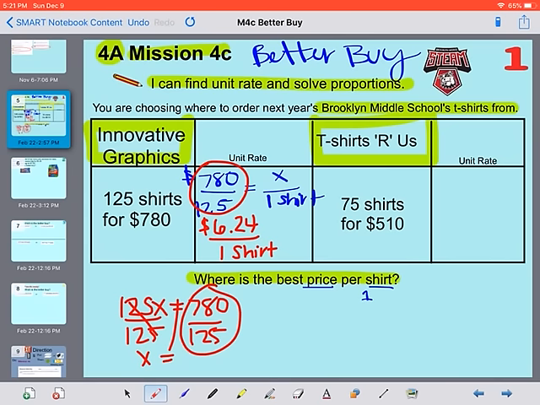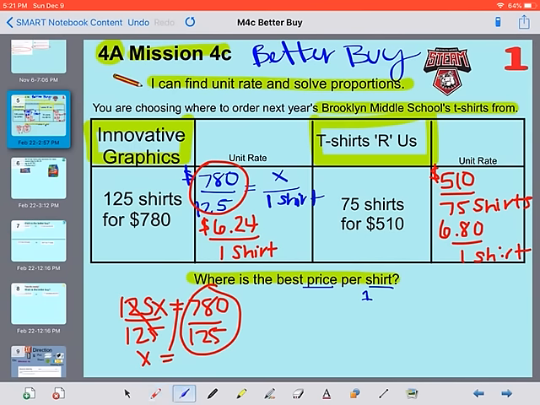At T-Shirts R Us, our unit rate for price per shirt, we have $510 for 75 shirts. Again, we're finding the price for one shirt, our unit rate. We can divide 510 divided by 75, and we get $6.80. 6.8, if we are talking money, would be 80 cents.